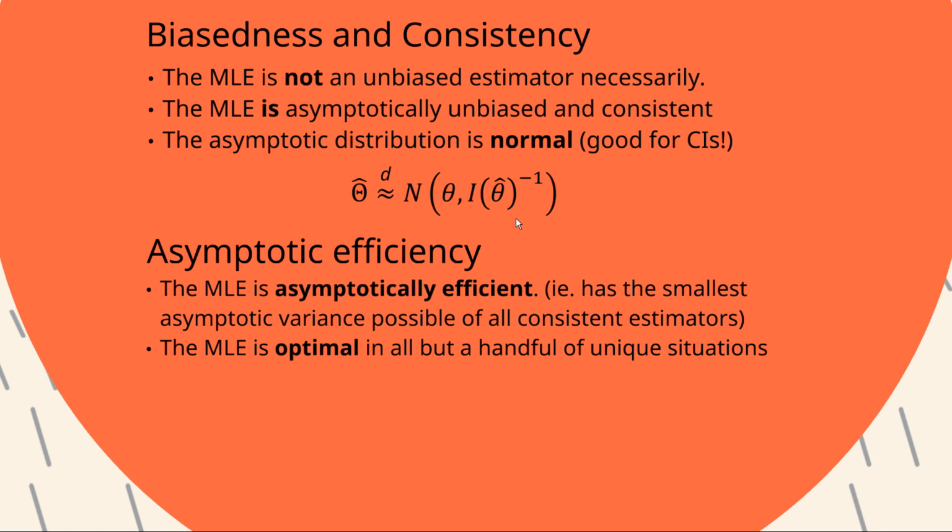Here's something else. It's also asymptotically efficient. What does that mean? It basically just means it has the smallest asymptotic variance possible of all consistent estimators. In other words, it's the best. MLE is, we say it's optimal, and it's true that it is the best or optimal in all but a handful of unique situations. So one example where it potentially might not be optimal is where the likelihood function might peak outside of the relevant parameter range.